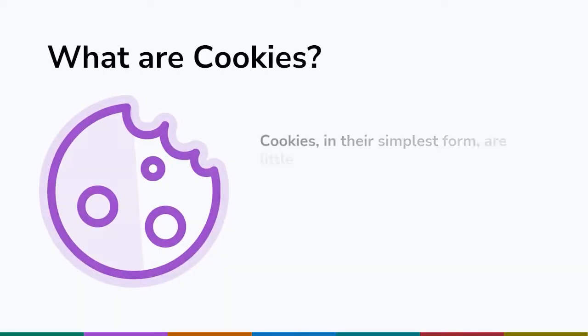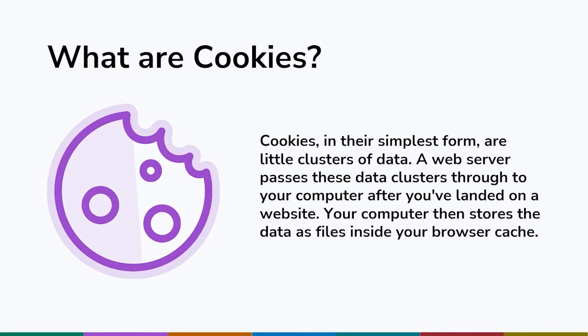What are cookies? Cookies, in their simplest form, are little clusters of data. A web server passes these data clusters through to your computer after you've landed on a website. Your computer then stores the data as files inside your browser cache. This helps identify browsing trends and patterns. Cookies then help businesses show customers relevant ads, let websites remember someone's unique preferences, which improves the visitor experience, and help identify a user. Cookies are a powerful marketing and commercial tool, and businesses rely on them.